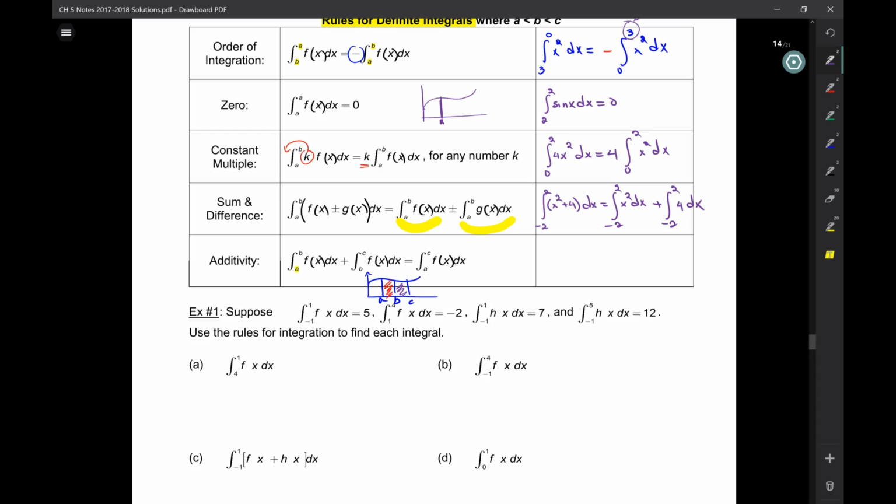Yeah, right. So Elliot brings up a good point that this is only going to work when you're integrating the same function, f of x. So let's go backward. Suppose you have to find the integral from 0 to 5 of f of x dx. You could also split it up: 0 to 3 of f of x dx plus the integral of f of x dx from 3 to 5.